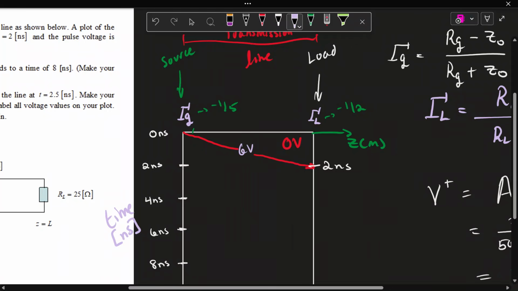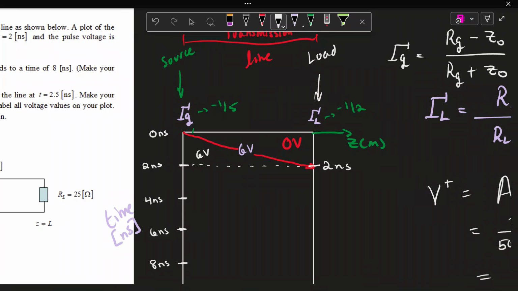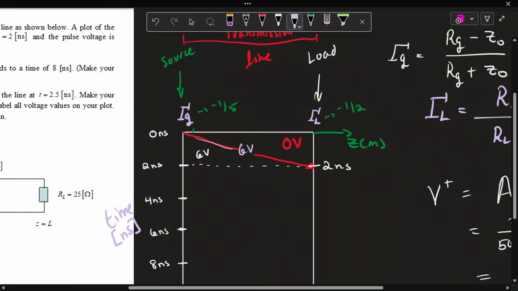6 volts. So what you're going to do is take 0 plus 6 volts and put it over here. This is 6 volts. And what you can do is create this dashed line. So from 0 to 2 nanoseconds, after the wave has passed these points to the left, there will be 6 volts.